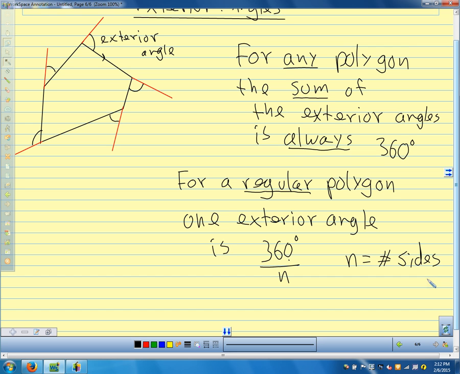So exterior angles are really friendly. Now let's look at something here. The interior angle is the one that I marked in blue. What do these two add up to? 180. The interior angles and exterior angles are supplementary. So often, it can be easier to find the exterior angle and then subtract from 180 to get the interior angle. The exterior and the interior are supplementary.